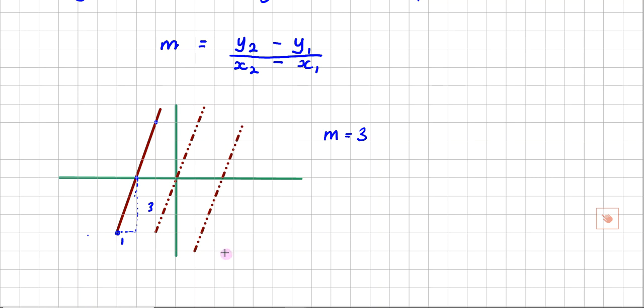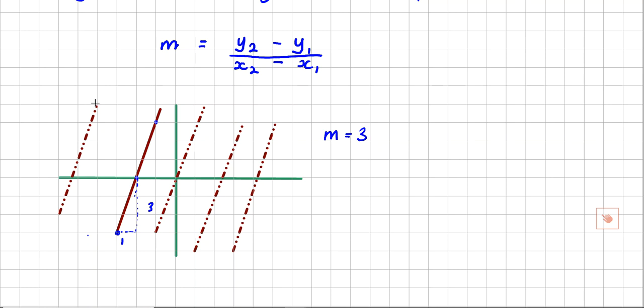Could have gone all the way over this point here. Could have had a line over here. Never had one anywhere. Could have had a line anywhere as long as the gradient. What do you notice about all of those lines? They all have a gradient of 3, and they're all going in the same direction.